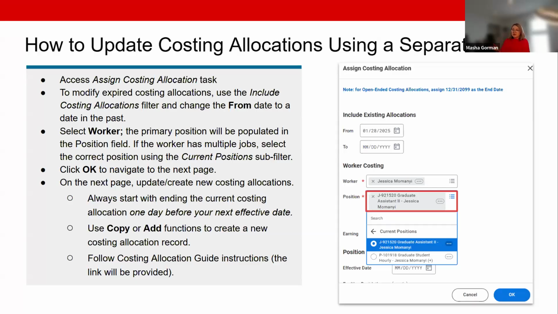As I said, always start with ending the current cost and allocation one day before your next effective date, and use copy or add functions to create a new cost and allocation record. And then the operation itself is quite easy. We have a great cost and allocation guide that we will provide a link to, but mostly what you do, you line up your dates and you select your sources or grants and your distribution.